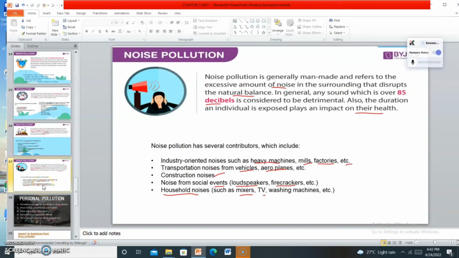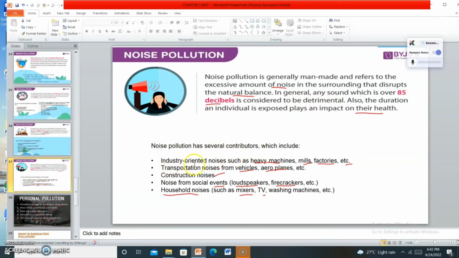Next is noise pollution. Noise pollution is generally man-made and refers to the excessive amount of noise in the surroundings that disrupts the natural balance. Any sound over 85 decibels is considered harmful. Noise pollution has several contributors, which include the following.